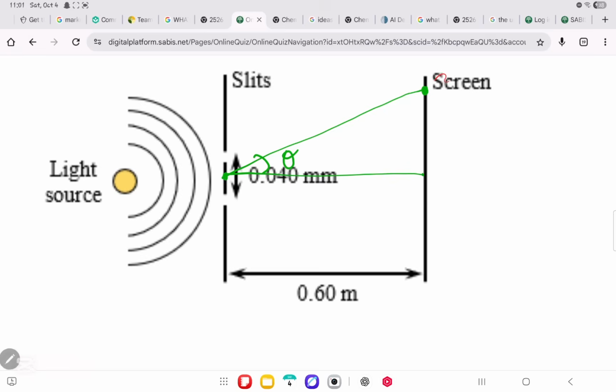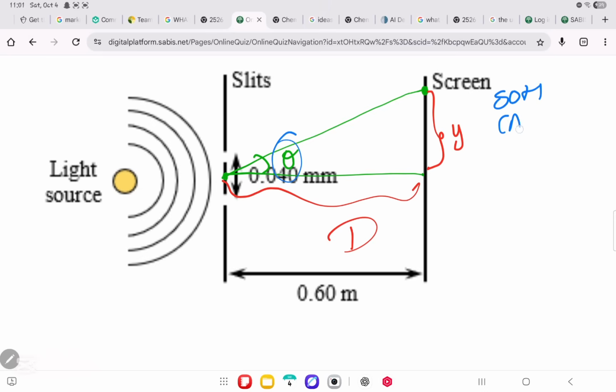So what can we see? It's a right triangle, right? And this over here is determined by what? This is the y. And this over here is determined by what? This is determined by D, because this is the capital D. So y is the position between two bright fringes or more maybe, and then D is the distance of the slits to the screen. So if we want to find the value of theta, this is a right triangle, so we can do opposite over adjacent, based on the SOHCAHTOA rule.